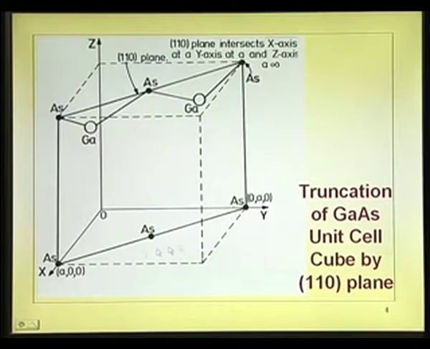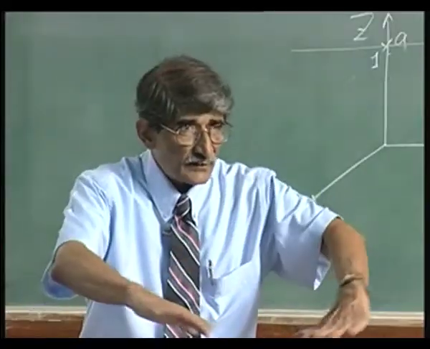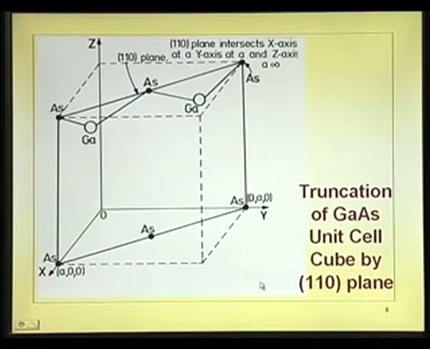This particular plane intersects the x axis at A and y axis at A, z axis at infinity. So, this is 1, 1, 0. Inverse of 1 is 1, inverse of 1 is 1, inverse of infinity is 0. So, this is the 1, 1, 0 plane. And this actually cuts or intersects the 1, 0, 0 plane. The bottom is actually the 1, 0, 0 plane.